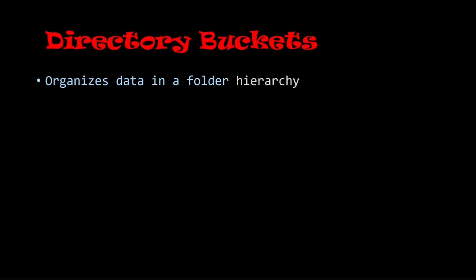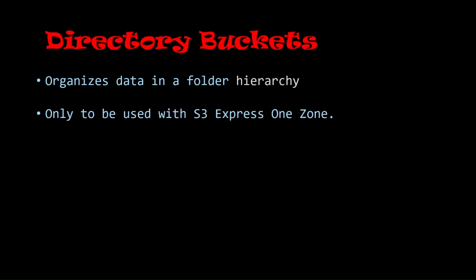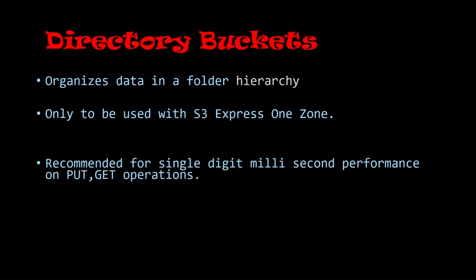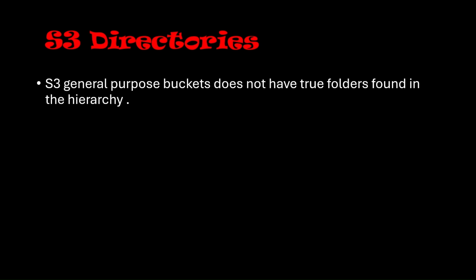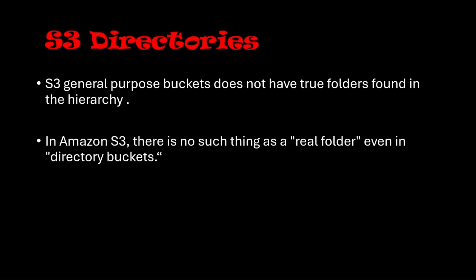Now let's learn about the directory buckets. This organizes the data in a folder hierarchy. This type of buckets are useful when you want to group similar kind of objects. You can even create folders in general purpose buckets as well, only to be used within S3 Express One Zone. This type of buckets are recommended for single-digit millisecond performance on put-get operations. Here also you can create 100 directory buckets per account, but it can be increased to a maximum of 1000 buckets per account by requesting AWS to increase this limit. Okay, now let's know more about folders in S3. S3 general purpose buckets do not have true folders in their hierarchy. In AWS S3, there is no such thing called a real folder even in the directory buckets.